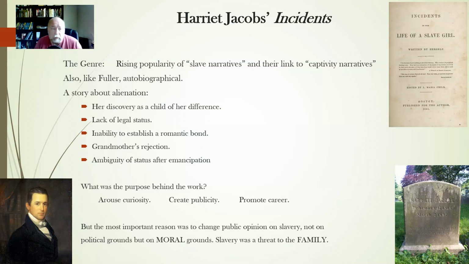A few controversial things about the text. It was published, of course, in 1861, and that would have made her in her 30s, basically. It was edited. You'll notice I've got a copy of the title page of the first edition there. It was edited by Lydia Maria Child.